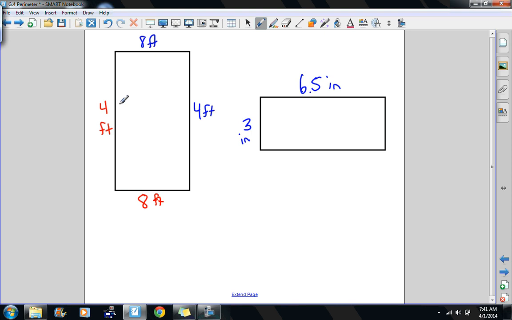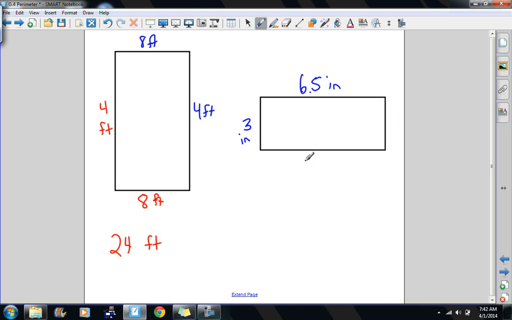And I'm going to have you do this without a calculator. 8 plus 8 is 16. 16 plus 4 is 20. And 20 plus 4 is 24. Now, this is important. When you do the perimeter of a figure, you're going to do it in feet, not feet squared. That's only for area. Perimeter is a one-dimensional measurement because it's just a line around the outside, so it's not a plane or 2D.